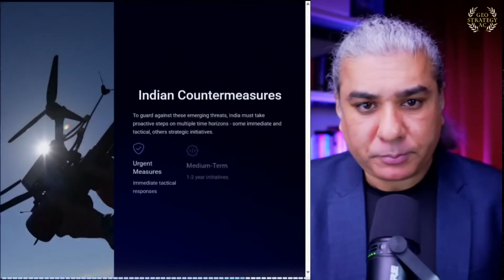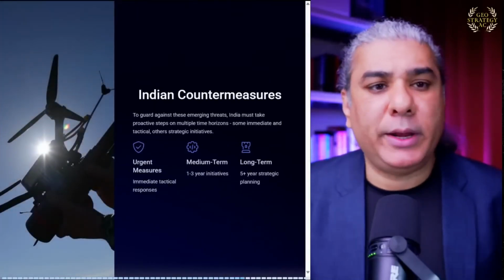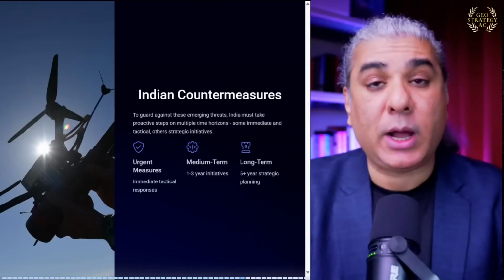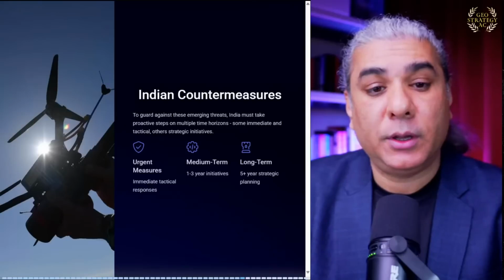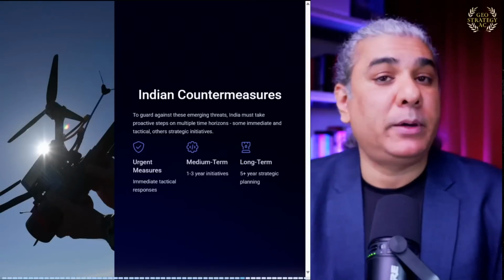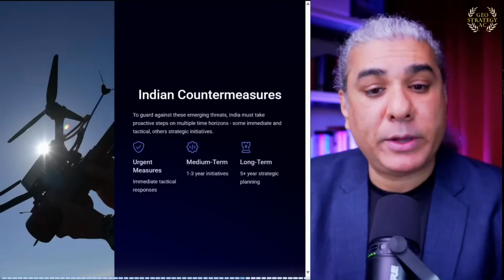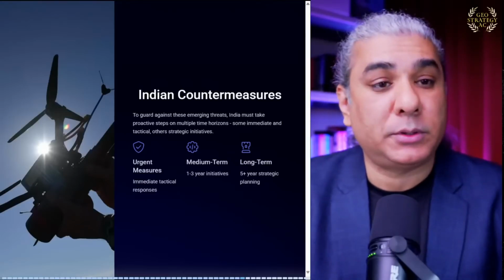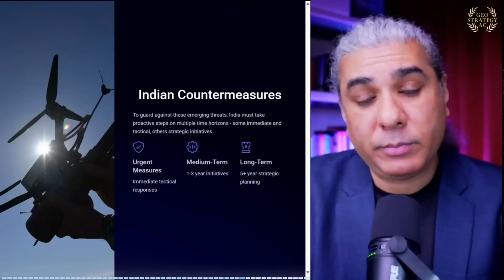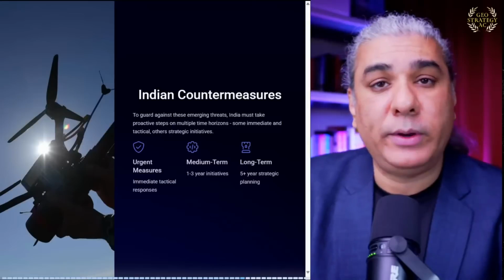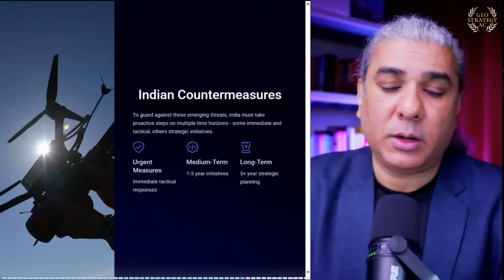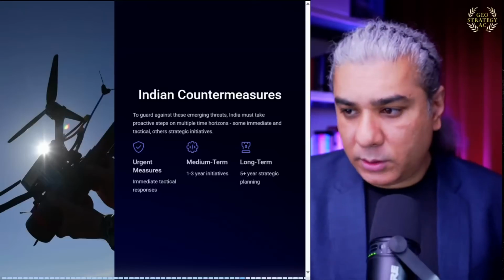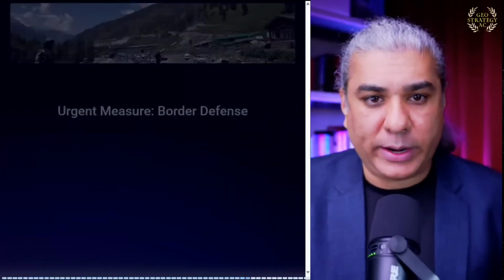So, what could be the potential Indian countermeasures? What measures should India take to guard against these emerging threats? India needs to take proactive steps on multiple time horizons. Urgent measures, medium term measures, long term measures. Urgent measures are immediate tactical responses right away. Medium term measures are things we should do in the next year to 3 years. And long term measures are 5 year plus strategic planning. But what's immediate and what's urgent? Let's take a look at that first.